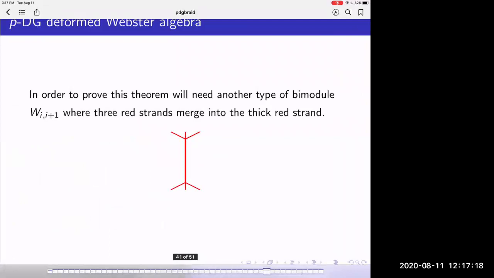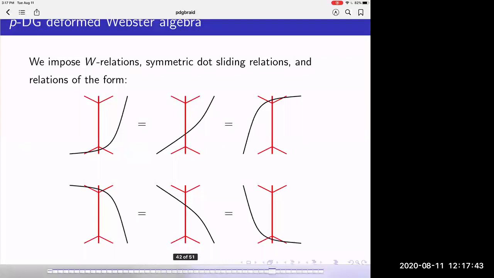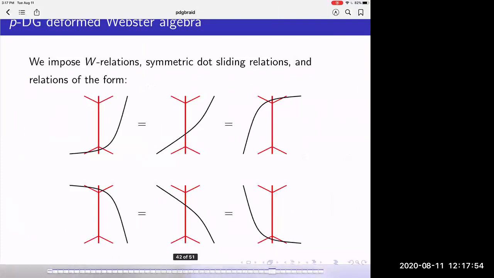In order to prove this theorem, we need another type of bimodule, Wi plus 1. This is like a Soergel bimodule for 3 red strands. Okay, so this corresponds to a certain indecomposable Soergel bimodule. In this picture, 3 red strands merge into 1 thick red strand, and you have similar relations with the black strand. If the black strand slides through the thin red strands, you can slide it all the way up to the top. Similarly for the reflections. And also symmetric functions in the red dots slide through the whole picture.